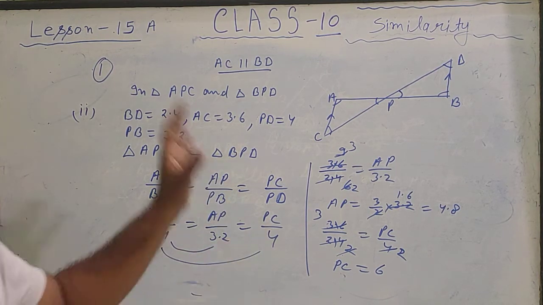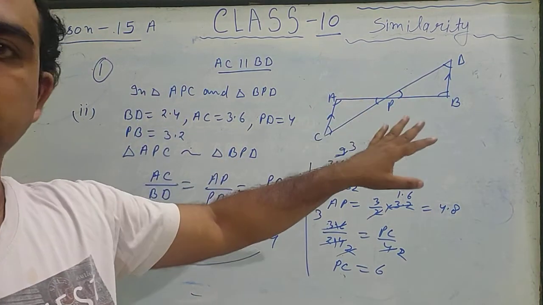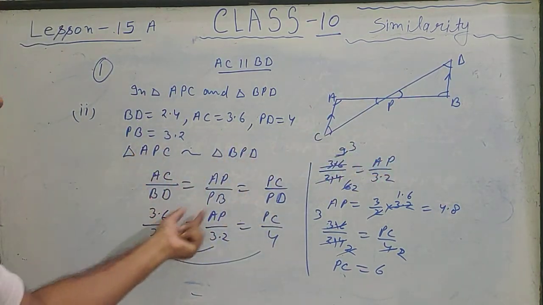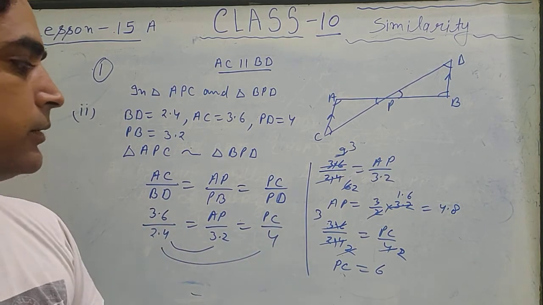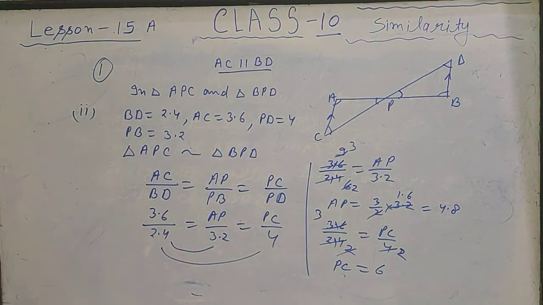Okay. In the first part we proved that both triangles are similar. In the second part the corresponding ratios will be equal. Then with first and second and first and third we can find the value. Okay.